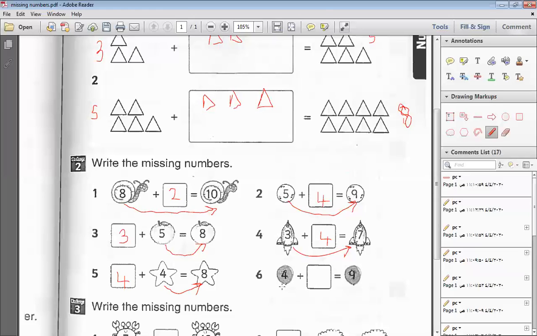It is a missing number because he is already giving me the total. After the 4, 5, 6, 7, 8, 9. How many fingers did I open? 5 fingers. Okay.